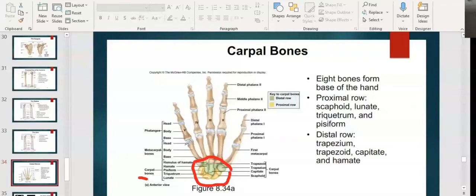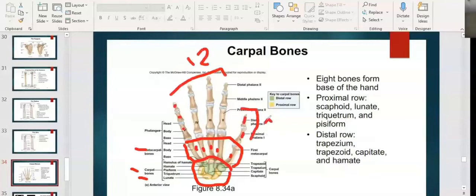Then the palm of your hand is made up of these bones right here, and these are the metacarpals. You have metacarpal 1, 2, 3, 4, and 5. And the ones in your fingers are the phalanges. Four fingers have 3 phalanges, 1, 2, and 3, because your thumb has only 2, 1 and 2. So that is a total of 14 phalanges in one hand, or 28 in total.